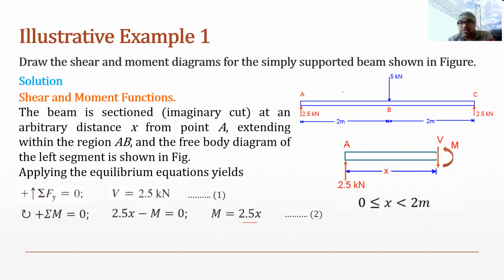So here for segment AB, we have found the value of V and value of M as a function of X. Although in case of equation 1, value of V is independent of the value of X. So therefore, for all the values of X, V will be equals to 2.5. But M is dependent on the value of X. So for all the values of X, it will be varying. While in the case of shear force, it will be constant.